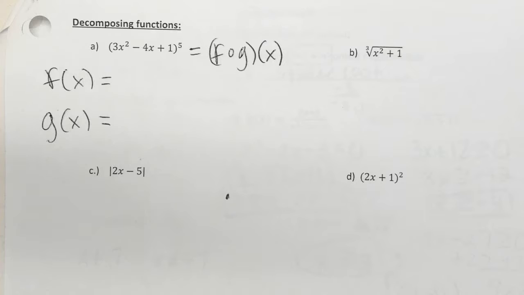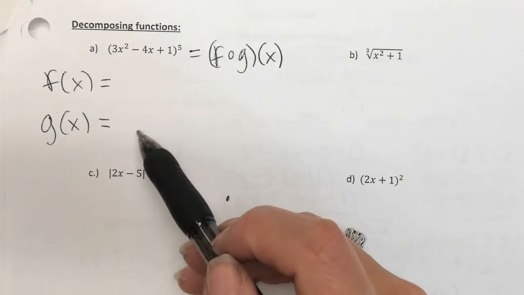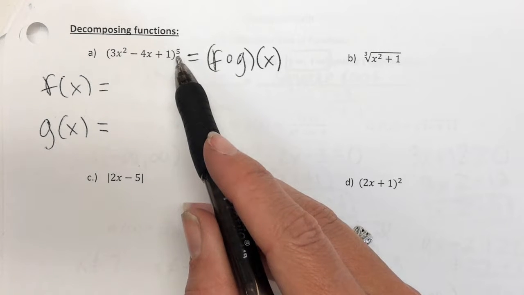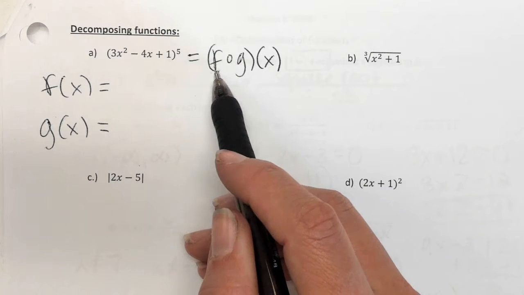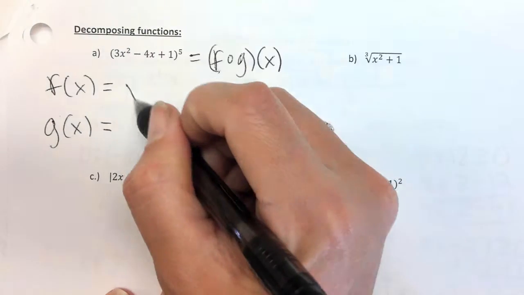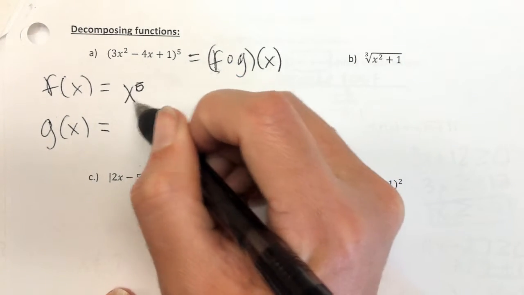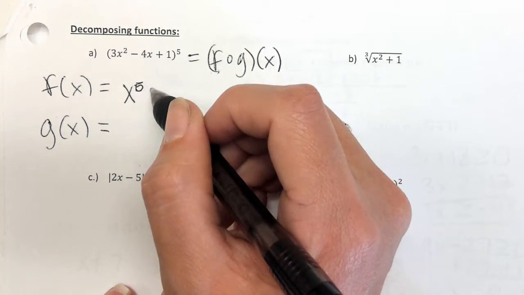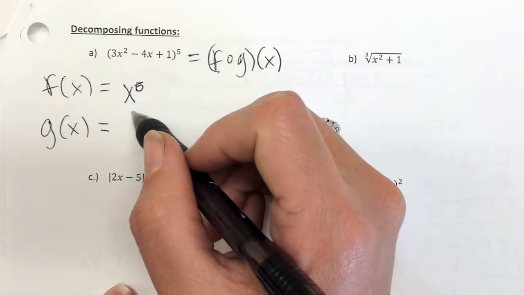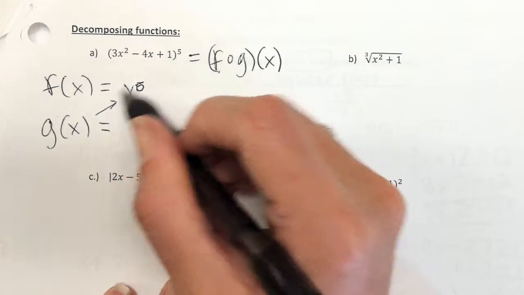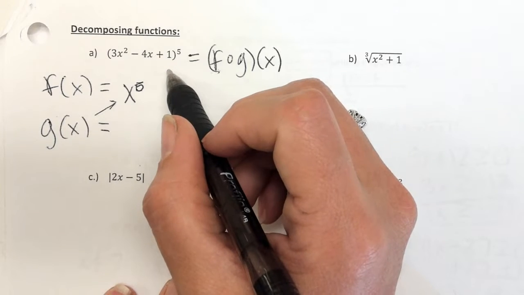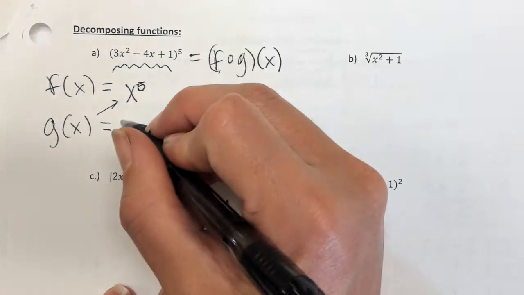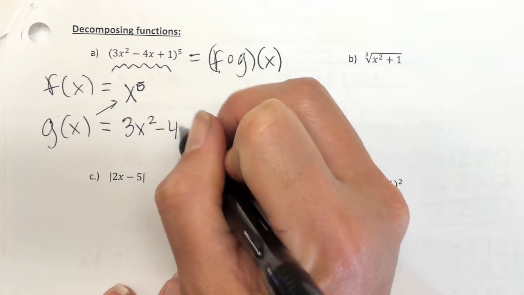Think about what stands out to you in this function, just like the parent function deal. To me, the exponent of 5 stands out. Okay? So I'm going to let f be x to the 5th. So I just picked a letter, x, and I got the 5th power from what stands out to me. Now say if this is f of x, what would I have to plug into this function in order for it to look like this? So what is the missing piece? And that's going to be everything that's underneath it. So g of x is going to be 3x squared minus 4x plus 1.